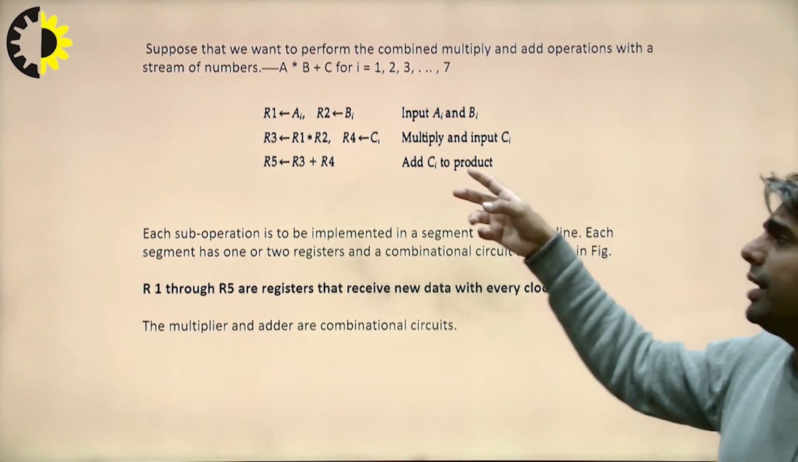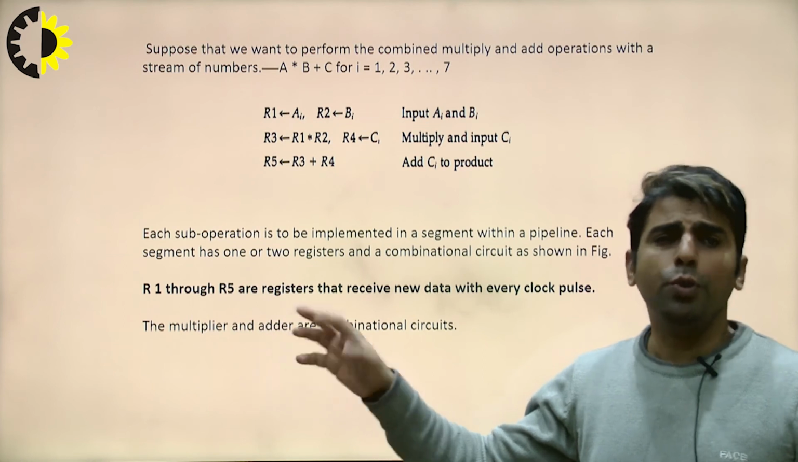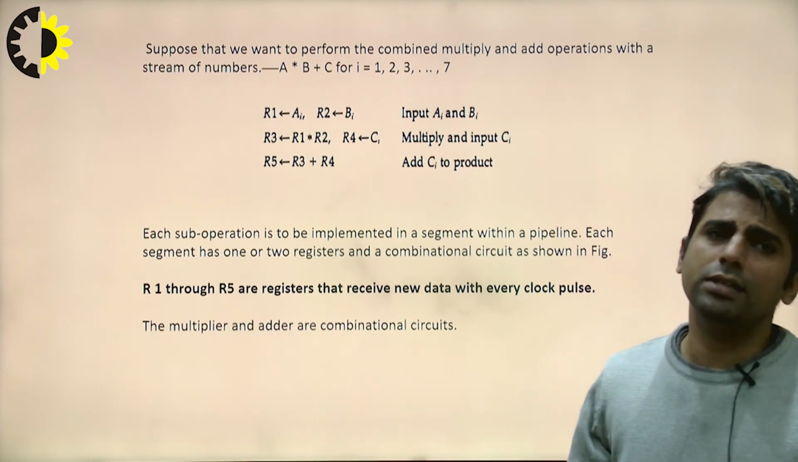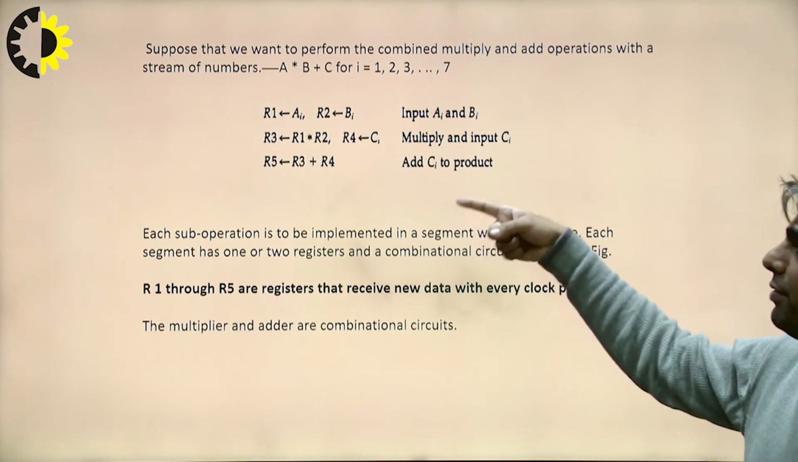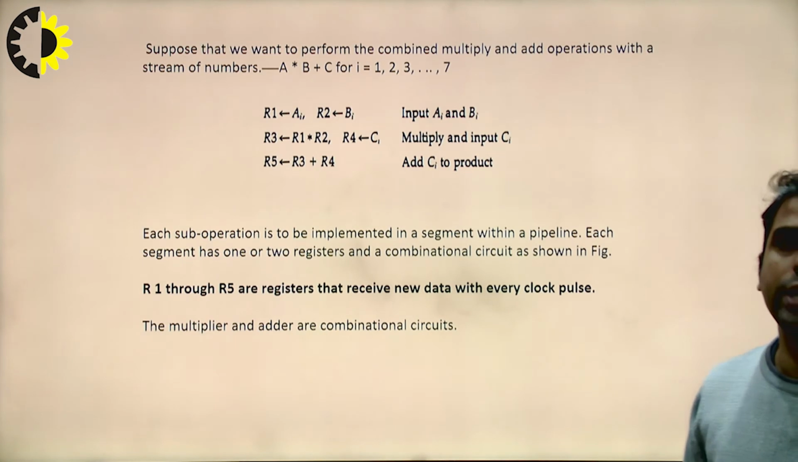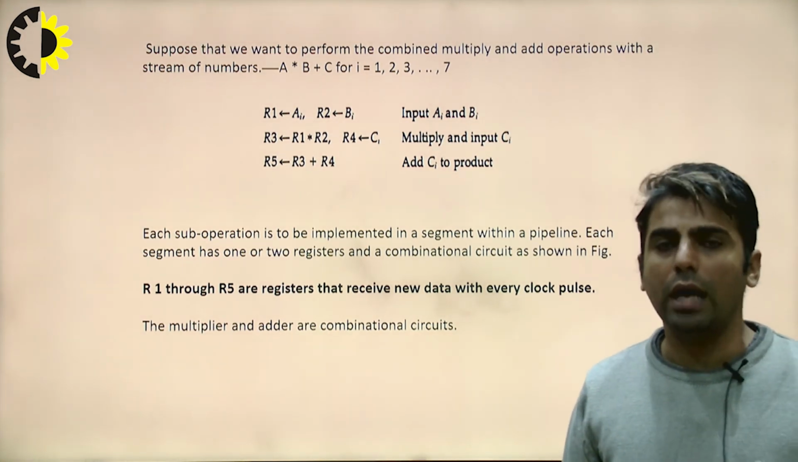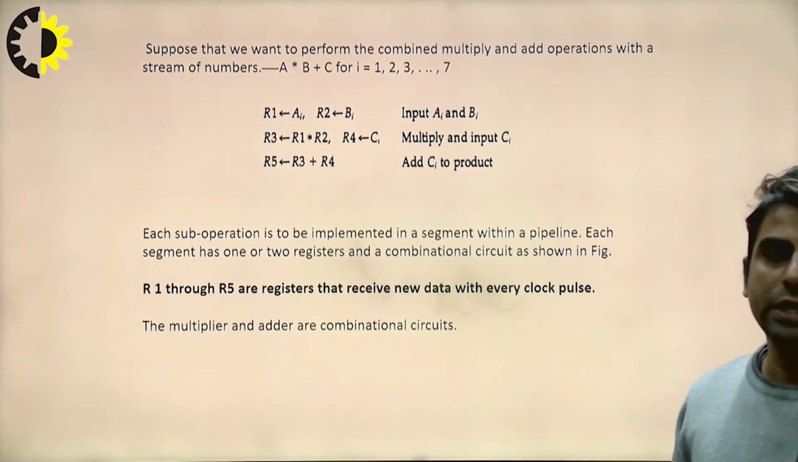Or you can say, like I just said, it is registers A or B. These are the operand itself, the data itself, A or B. Then we are multiplying the content of R1 and R2 and storing the result into R3. R1 multiply R2 and store the result into R3.